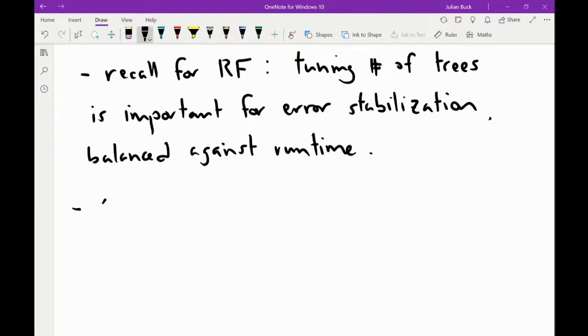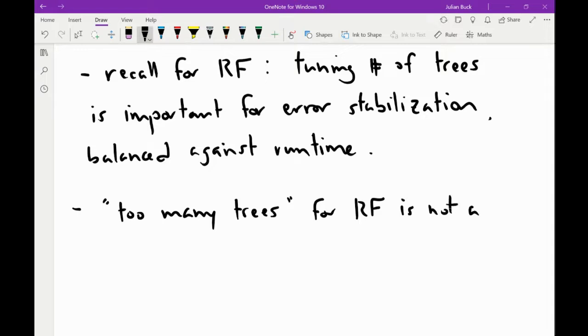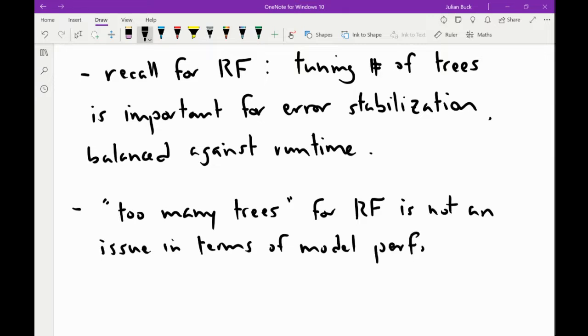Okay. So too many trees for random forests is not an issue in terms of model performance. But it is for runtime, right? So if we keep adding more and more trees for a random forest, it's not going to hurt our model performance, but of course, it's going to increase the runtime, and it may not be gaining us any advantage, right?